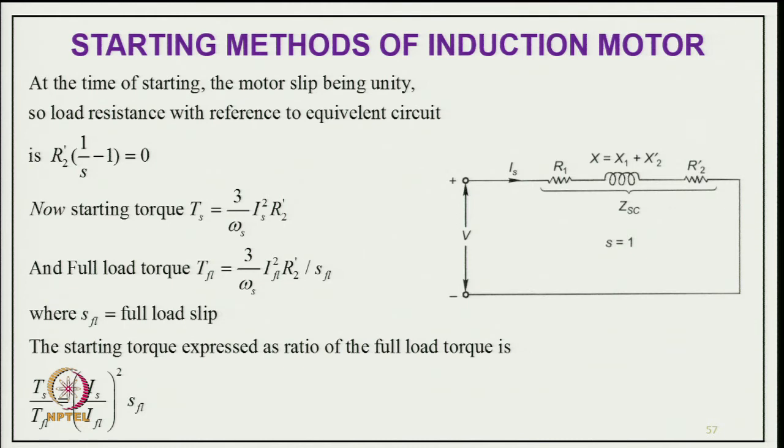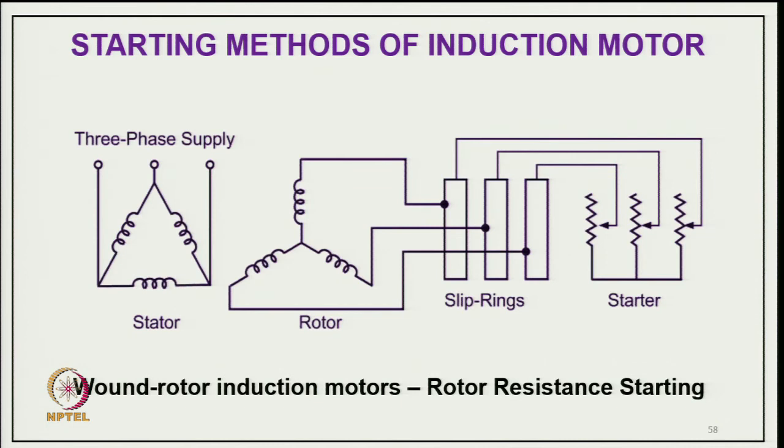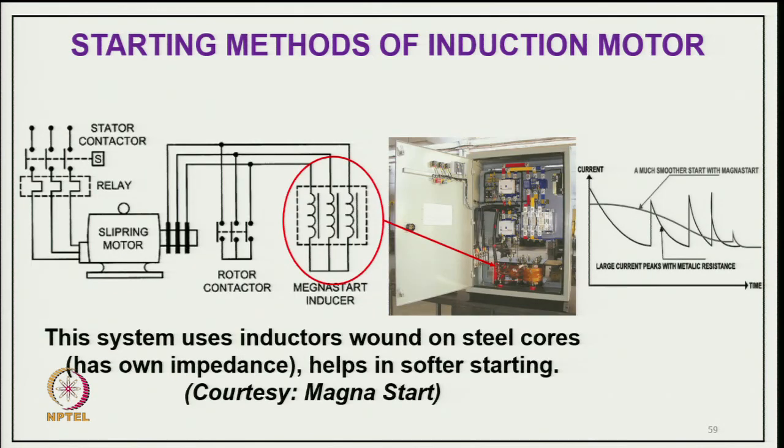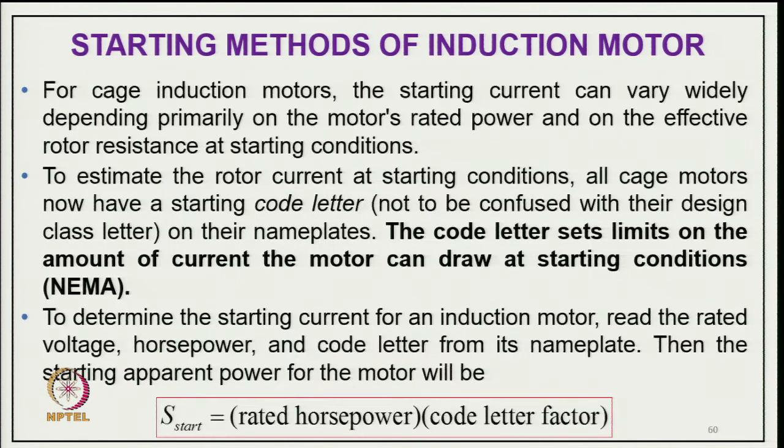So, the starting current and torque can be expressed as T s upon T f l equal to I s upon I f l square into S f l, and this is of course a starting method for slip ring motor. We connect the external rotor resistance that increases the starting torque as well as reduces the starting current, because you are increasing the impedance in the whole equivalent circuit from the rotor side. People have used different kinds of methods for limiting the current for a wound rotor induction motor. That is how the current is limited during starting.